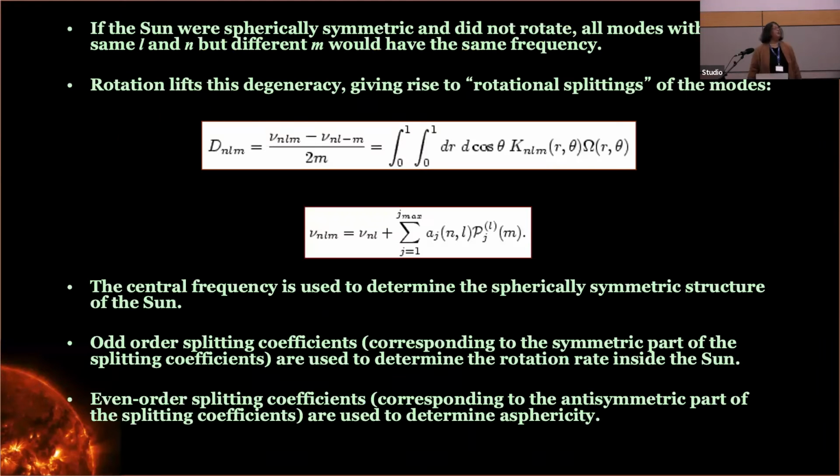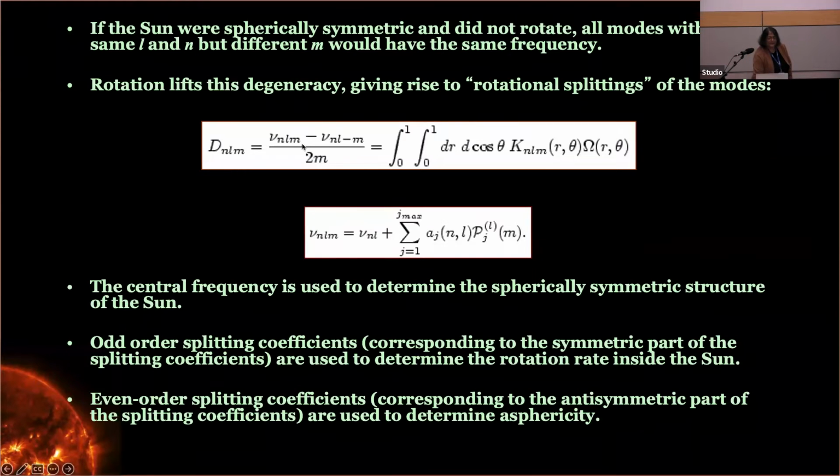Now, if the sun were truly spherically symmetric, all modes with the same L and N, no matter what M, would have the same frequency, because to define M, you have to define an equator, but you can't define a unique equator if you have something that is spherically symmetric. So in the case of the sun, rotation is the main symmetry breaker, okay? So rotation acts to lift the degeneracy and give rise to rotational splittings. Think of your hydrogen atom again, Stark effect or Zeeman effect, something to lift the degeneracy.